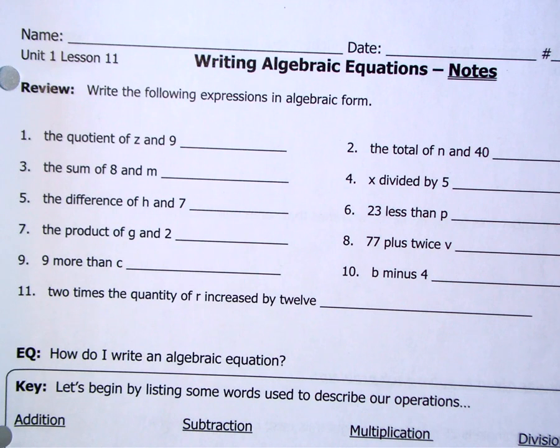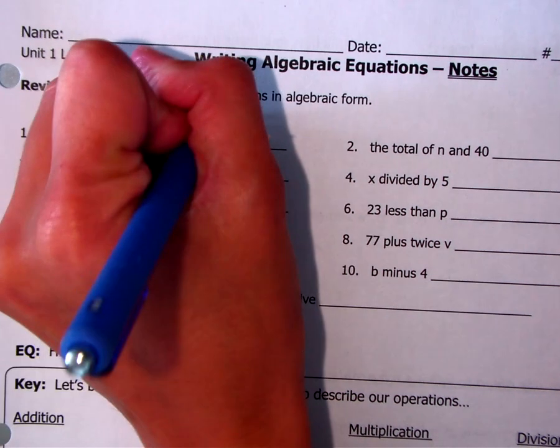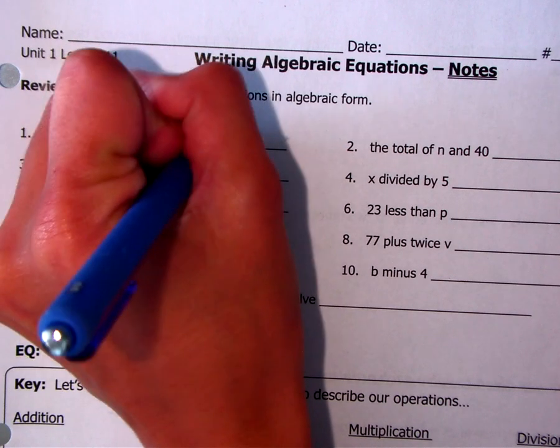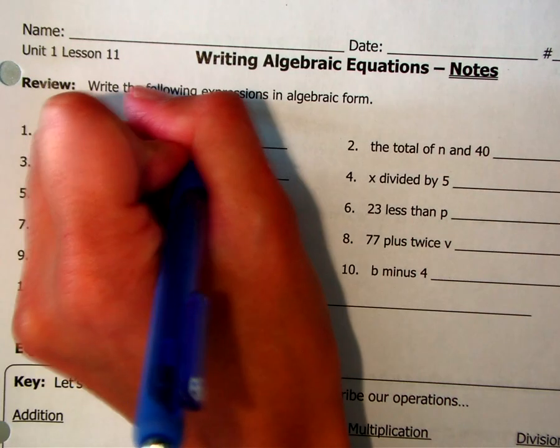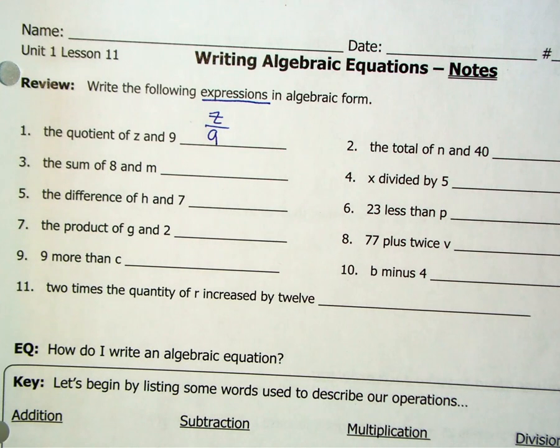So the quotient of z and 9. Quotient means what operation? Division. So we would say z divided by 9. We're going to write it as a fraction because from now on, that's mostly how we're going to see division. We don't have an equal sign because it's an expression, so we know what it's going to look like, but it's not equal to anything yet.